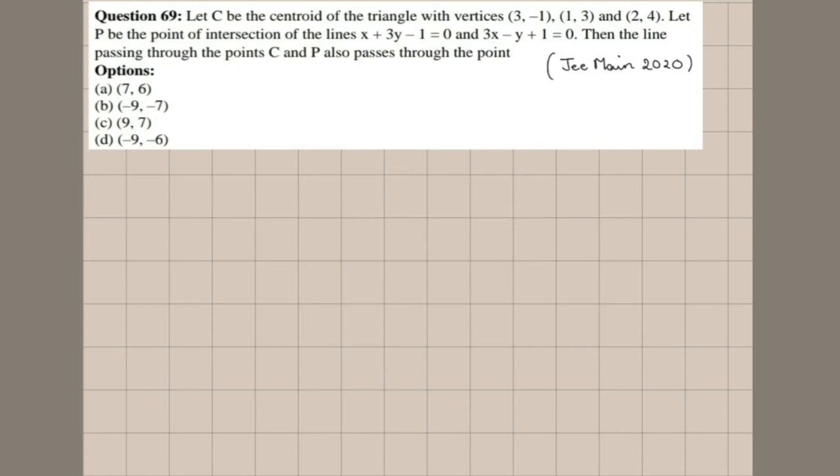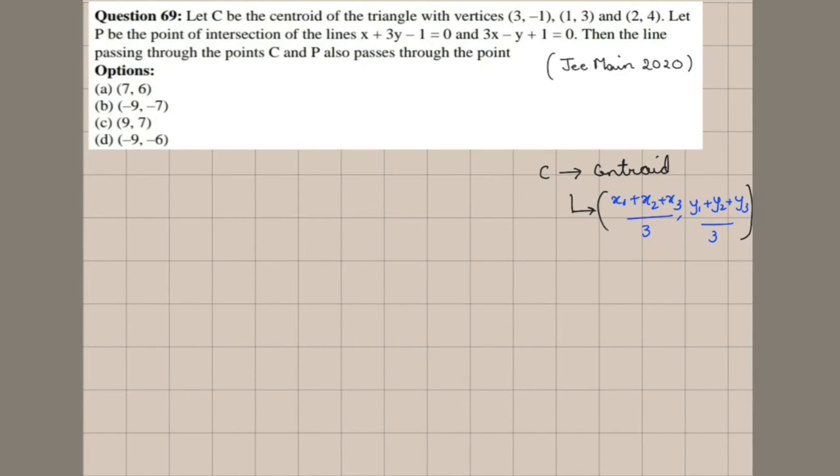See, first the given point is C. He said this is the centroid. We know that the centroid of a triangle with 3 vertices is ((x1 + x2 + x3)/3, (y1 + y2 + y3)/3). This is the centroid, we know this, and all the vertices are known, so we get the point C. So this is simple, so we will get C just by solving this.